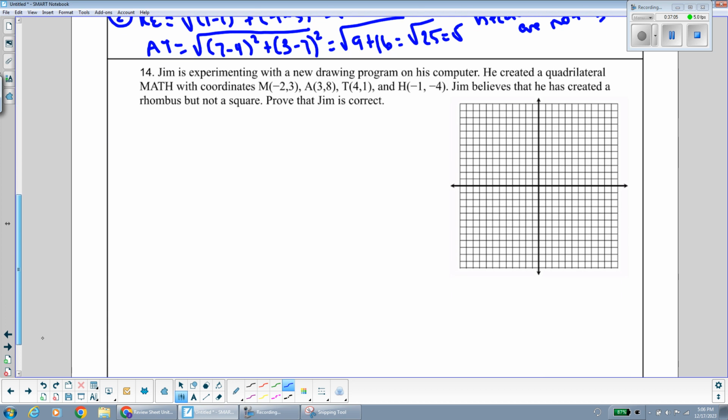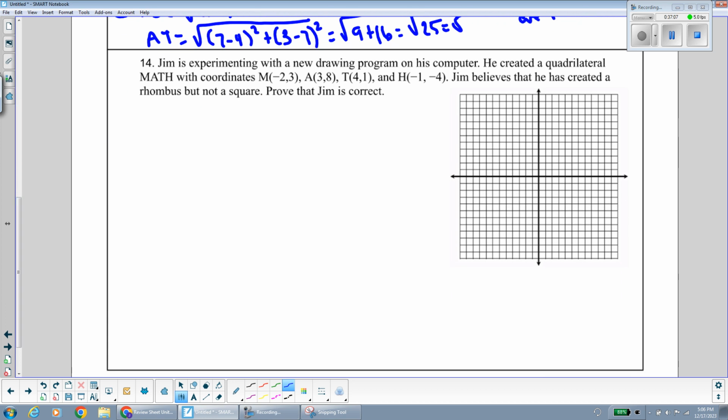Moving down to the next one over here, Jim created a quadrilateral, and he believes that he has created a rhombus but not a square. In order to be a rhombus, remember first it needs to be a parallelogram. It never says anywhere here that it's a parallelogram. So the very first thing I would need to do is prove that it's a parallelogram. And then I would need to prove that it's a rhombus by proving a rhombus property. And finally, I would need to prove a rectangle property, which will not end up being true because it's not supposed to be a square. There are multiple different approaches, but I'm just going to do one method.